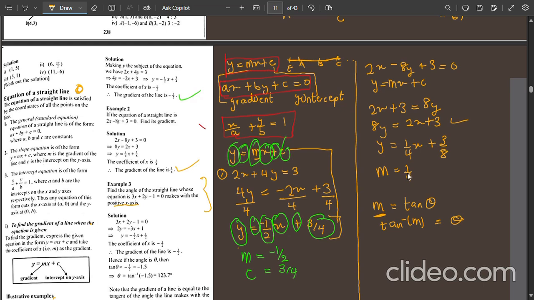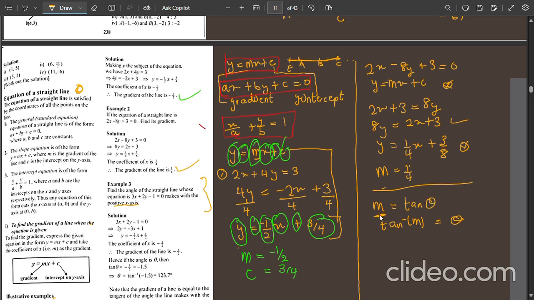And so m, when we look at this and then this, m is equal to 1 over 4. So m is 1 over 4. And then this is for the next question. In the next question, we've been asked to find the angle between the line and the positive x-axis. Then that is the gradient, right? So m is equal to tan theta. Theta here is the angle we are talking about.